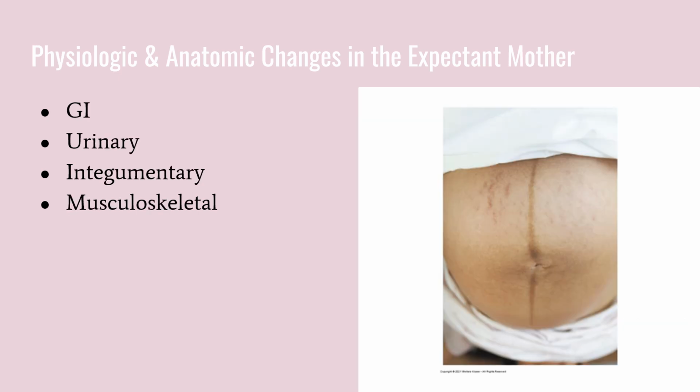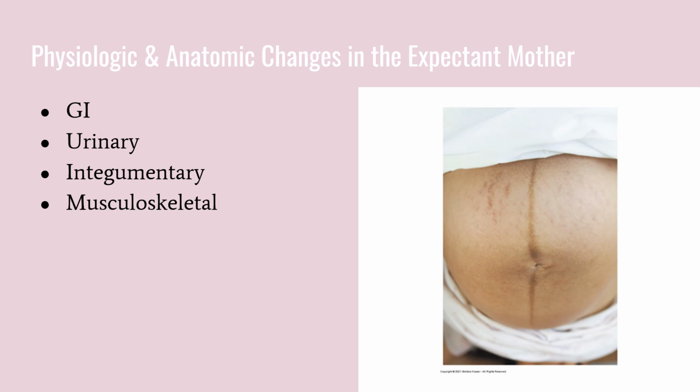Moving on to the GI system, smooth muscle relaxation and decreased peristalsis occurs related to the influence of elevated progesterone levels. This results in delayed gastric emptying and decreased peristalsis. Regarding the urinary system, hormonal changes increase blood flow to the kidneys. The biggest structural change in the renal system during pregnancy is dilation of the renal pelvis and the uterus.